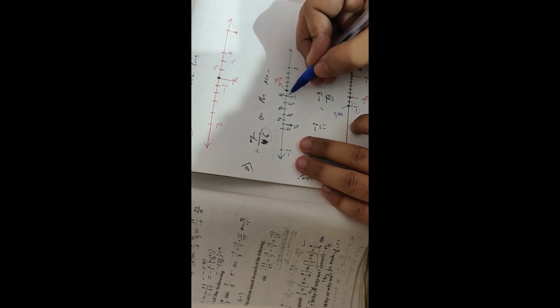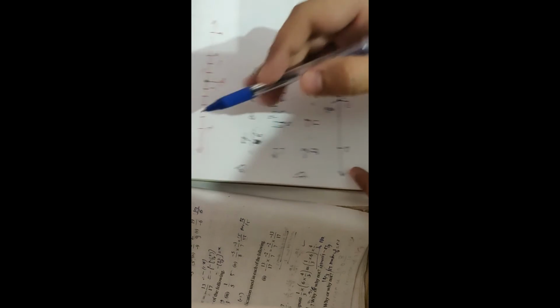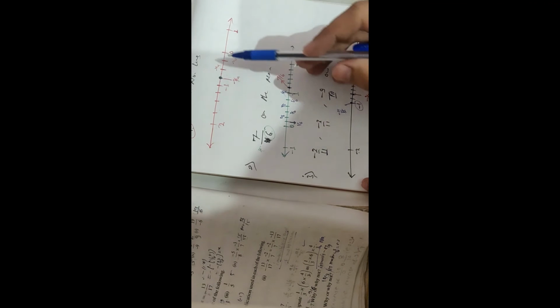6 and 6 got cancelled. It will give you 1. So you need not do anything else. Only one representation: whatever is in the denominator should be an equal division between the units, between the units 0 to minus 1.